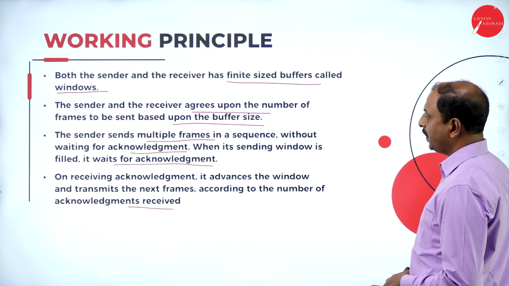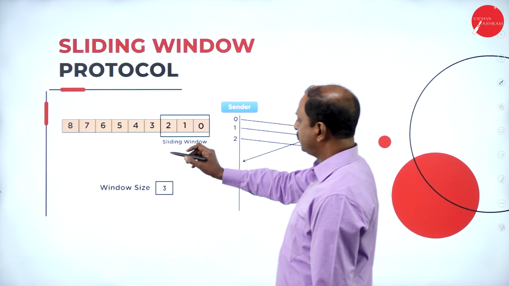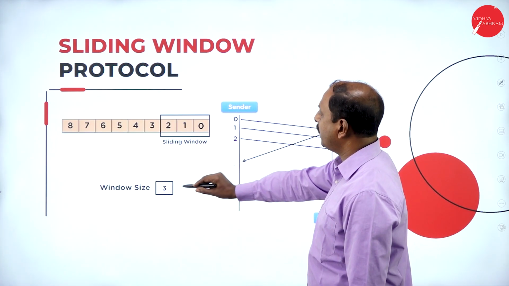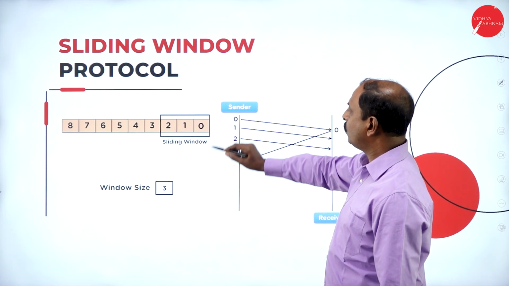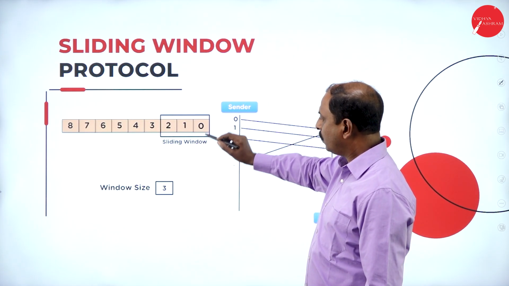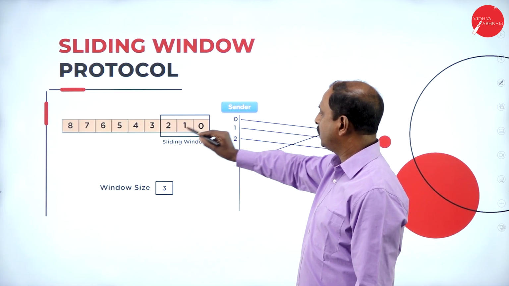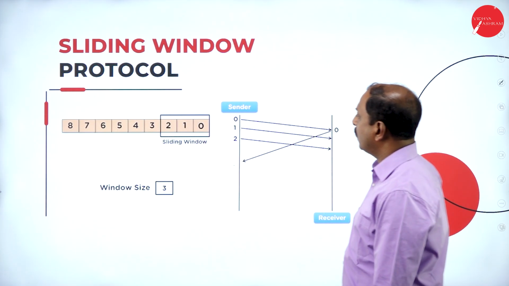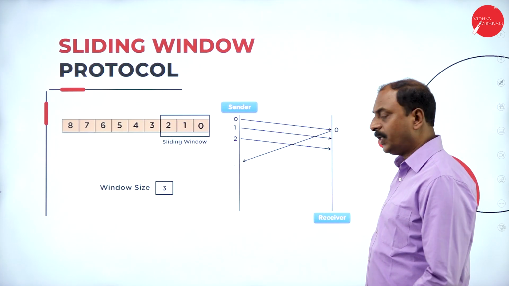If you look at the example here, we have seen that the size is 3. Size 3 means n-1, suppose there are 0, 1, 2. You start from 0, so 0, 1, 2. So this is n-1, and this consists of 3. There are 3 frames in a window.